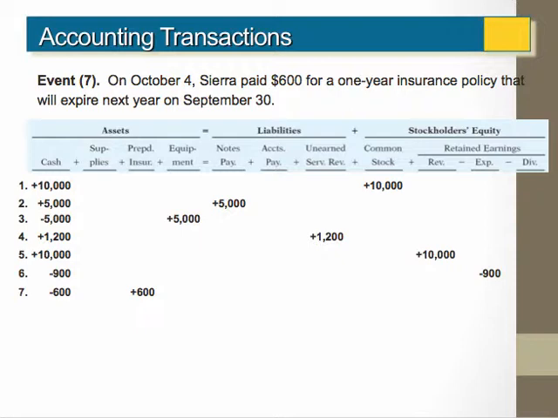In essence, what I have done is I have prepaid for my insurance. So I show in the cash column that cash went down by $600, but I've increased an asset called prepaid insurance. Once each month occurs, we're going to reduce the $600 by 1/12 and recognize that we've had insurance expense as we've gone through each month.